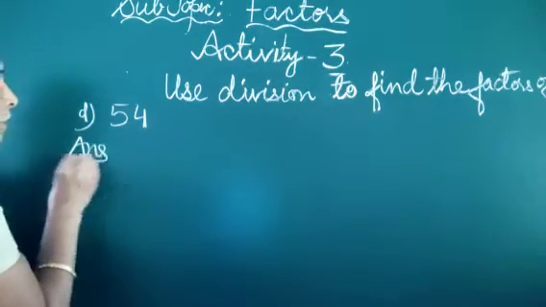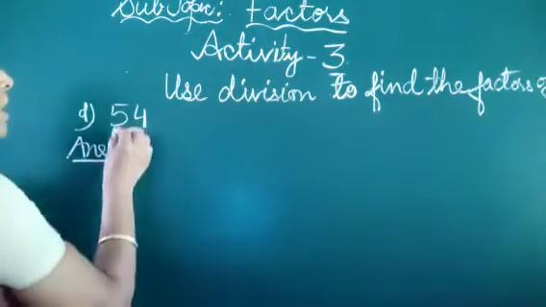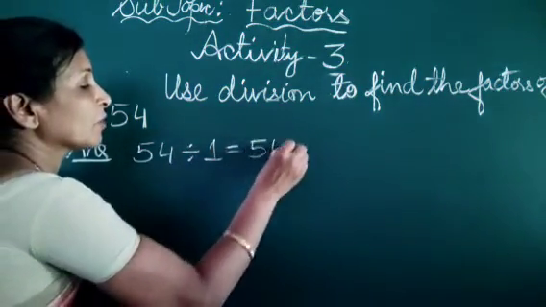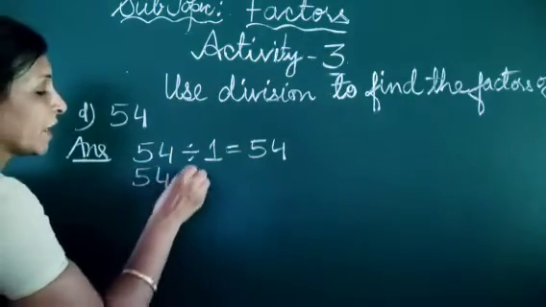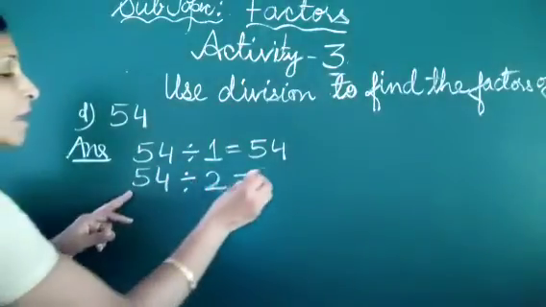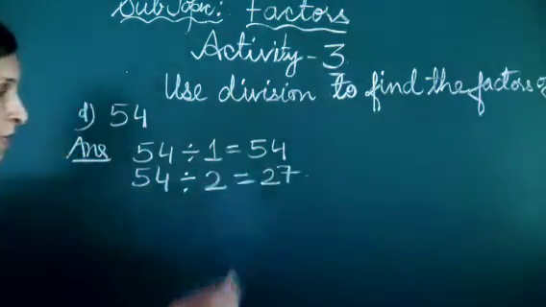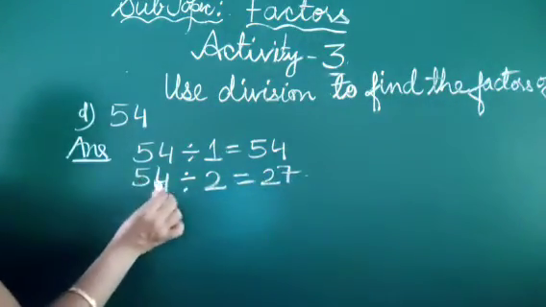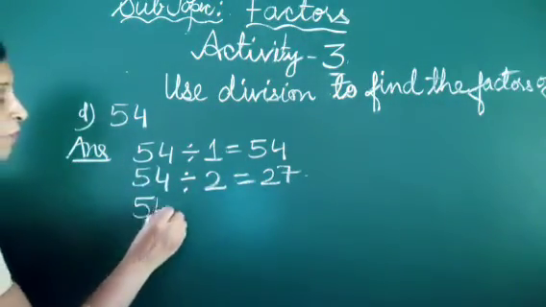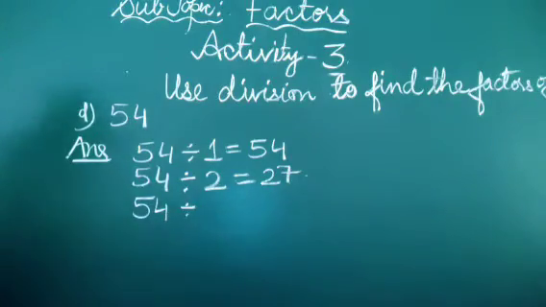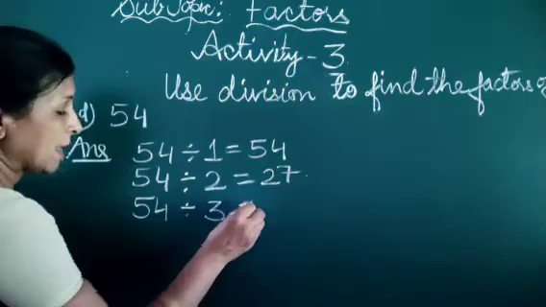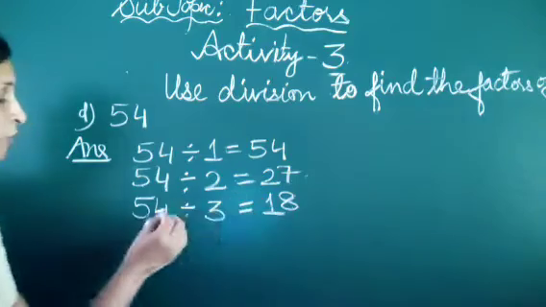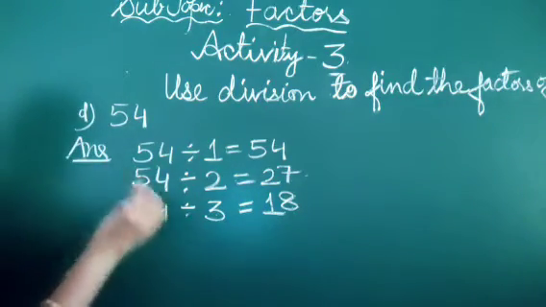Now we find out the factors of 54 by division method. Then we write here 54 is divided by 1, then we get 54. 54 is divided by 2, then comes 27. When we multiply 2 7s are 14, 2 2s are 4, 5, then 54 comes. Then 54 is divided by 3, then it comes 18. When we multiply these two, 3 8s are 24, 3 1s are 3, 4, 5, then 54 comes.